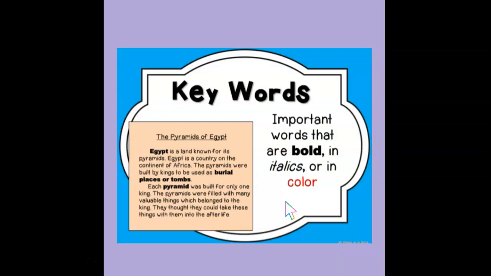All right, we learned about keywords. Those are your important words that say pay attention. They can be bolder, which means darker print, italics, which means it's slanted, colored, or it can be highlighted. Usually, if they're keywords, they're going to be in the glossary and in the index.